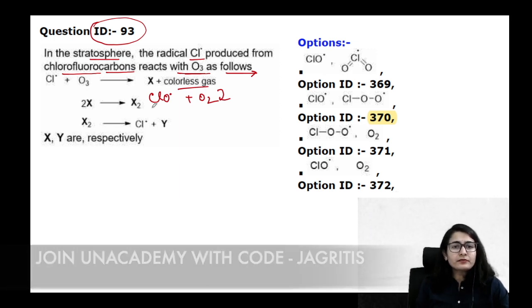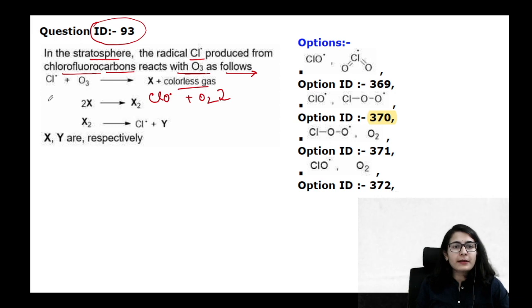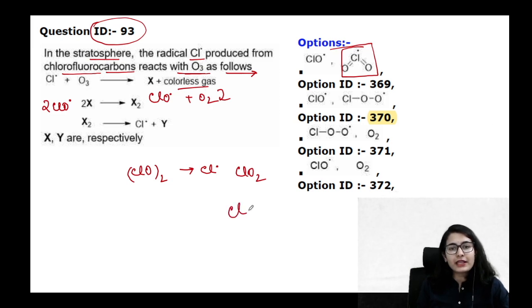Now 2 of this X, that is, 2 of the ClO radical is going to combine to give you X2, without any change, ClO whole twice. Okay. Now this X2 is going to eliminate a Cl radical. What else remains? ClO2 remains. But this ClO2 is not going to be like this. Not at all. It is going to be like this. How do you know that?